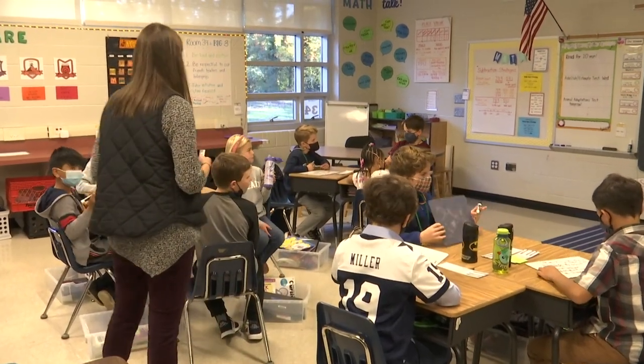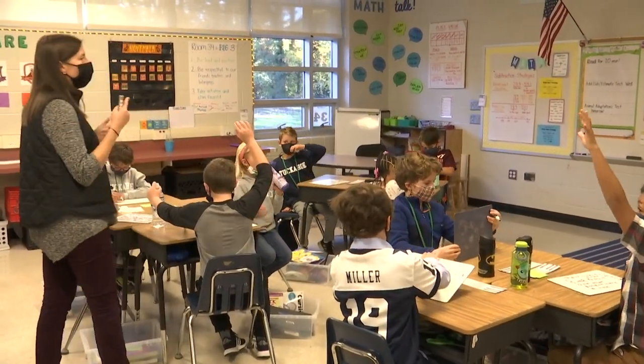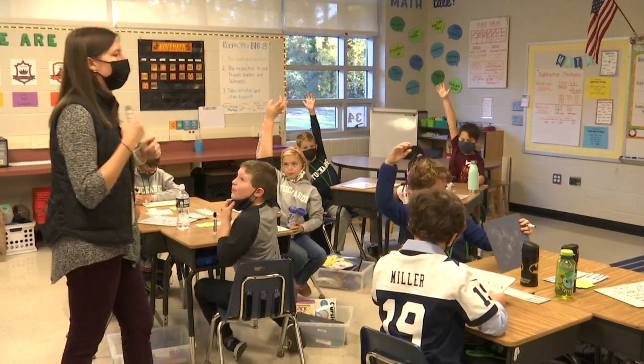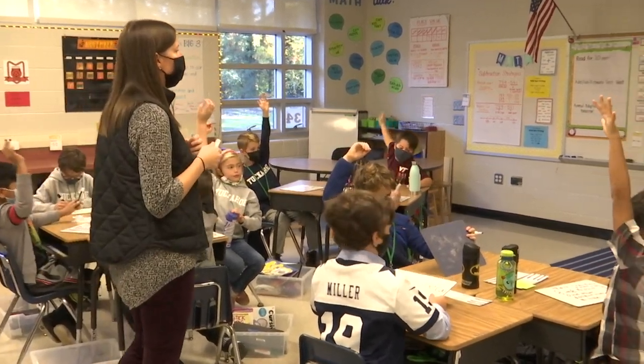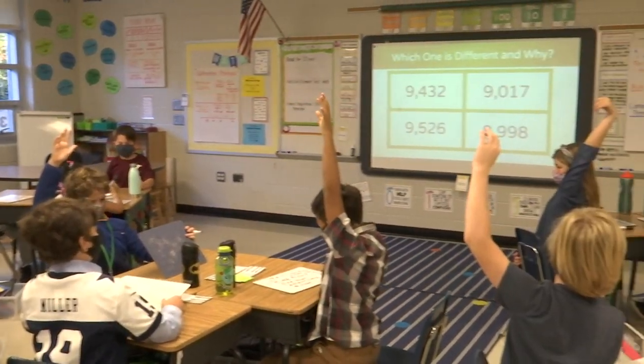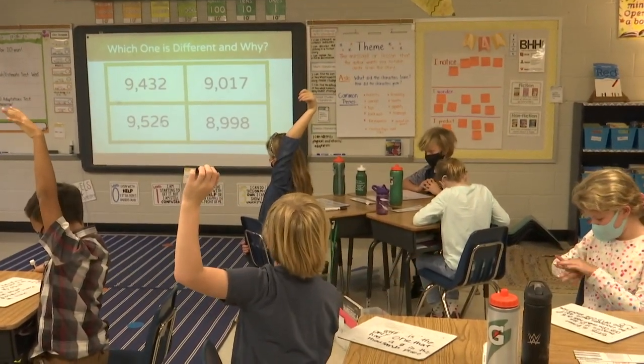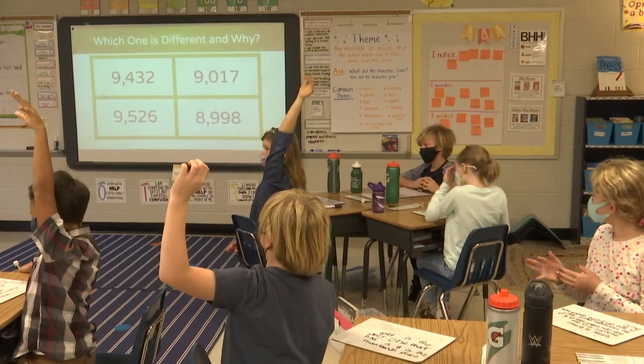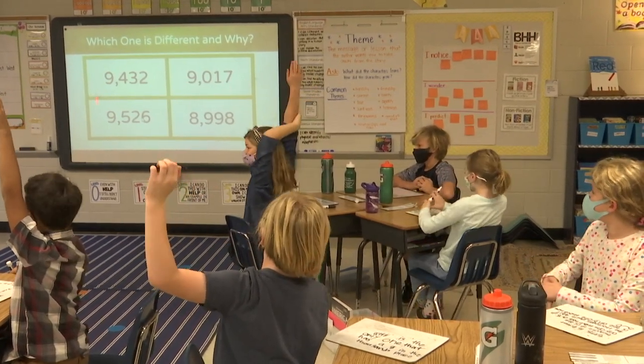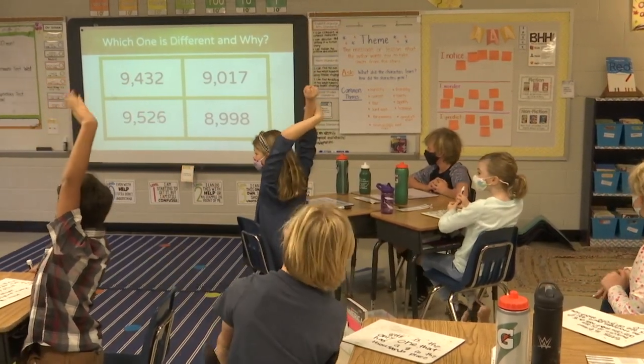Okay, let's share. We'll just share a couple and then we'll start with our groups so we can have time for that. Russell, do you want to share one? 9,017 is the only odd number and every other one is even. Ooh, 9,017, the only odd number. The rest are even. Very nice.